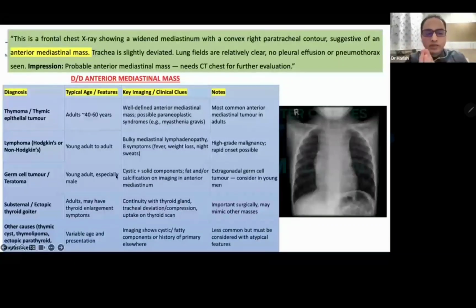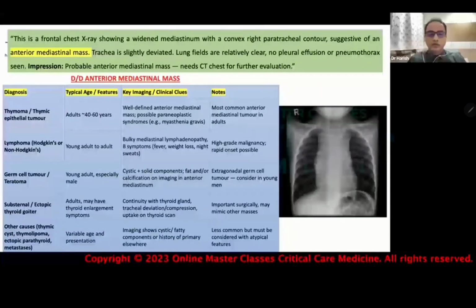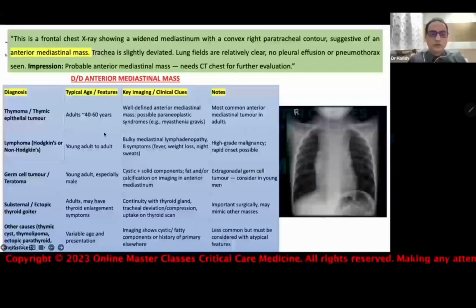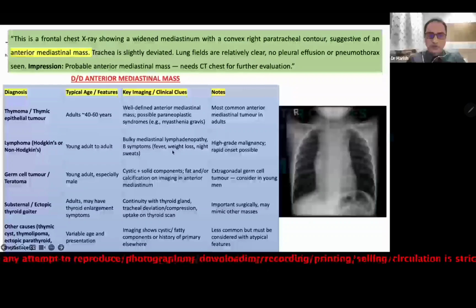Okay, so all these things are the differential diagnosis for anterior mediastinal mass, or it may be some sort of secondaries, that is metastasis from a primary somewhere else. So these are some of the differential diagnoses with their age and their features. Key image findings and clinical clues, so that you need to tell at least 2 or 3 points when they ask the differential diagnosis for anterior mediastinal mass.